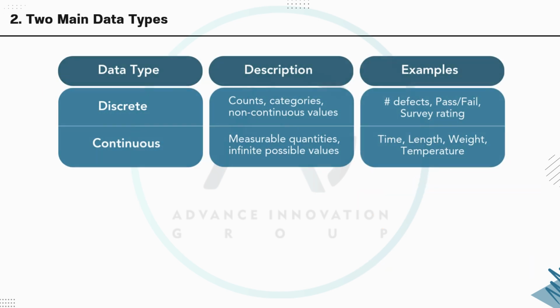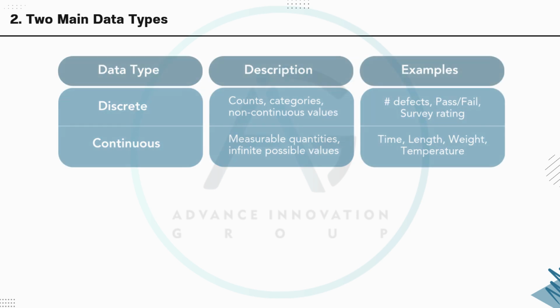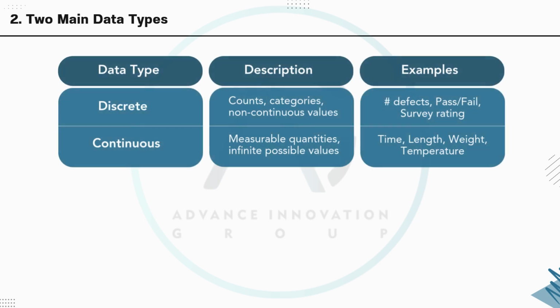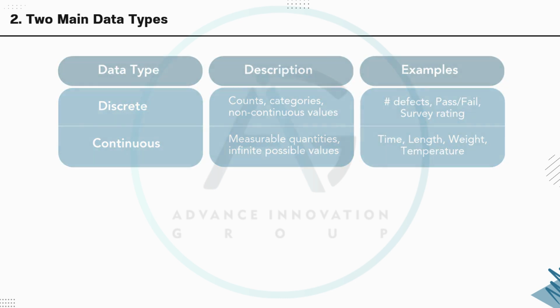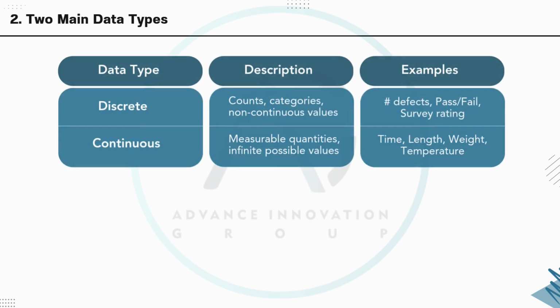Let's look at the two main types of data we work with in Lean Six Sigma: discrete and continuous. Discrete data refers to counts or categories, things you can count or classify. These values are non-continuous, meaning they take on fixed values. Examples include number of defects, pass/fail outcomes, survey ratings.